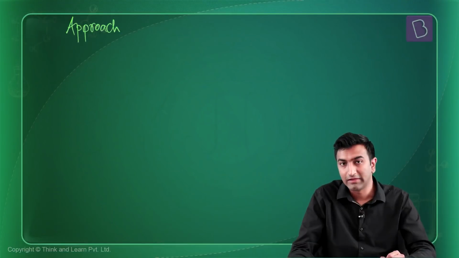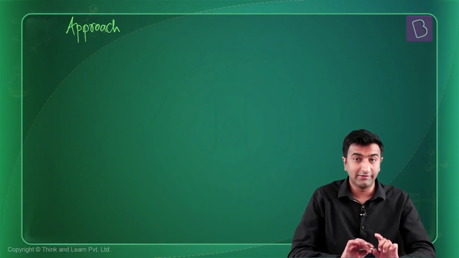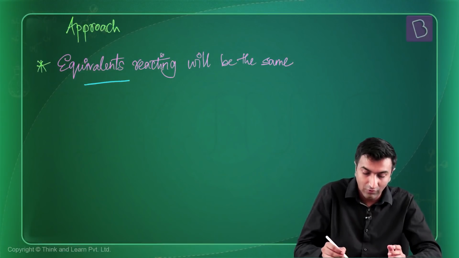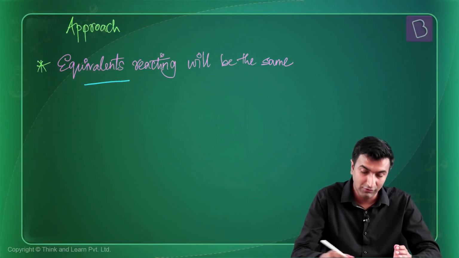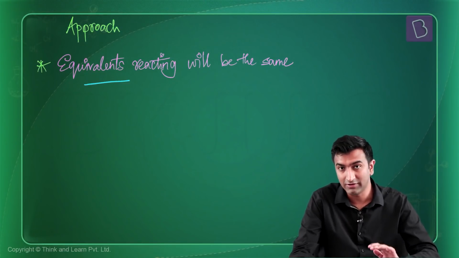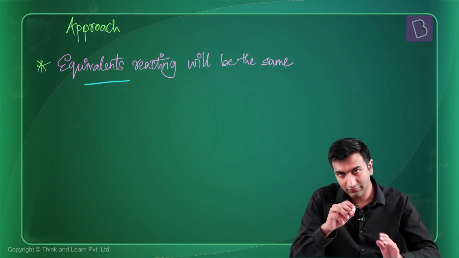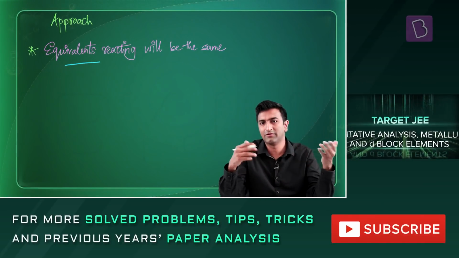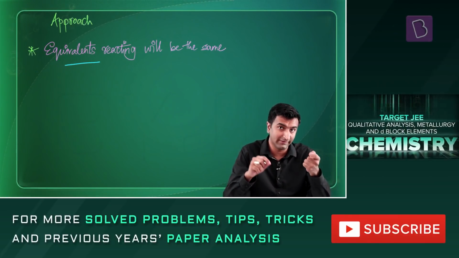What's the approach going to be? Well, the simple one-step idea is that the number of equivalents reacting will be the same. That's the most important idea over here. Irrespective of what reaction happens, the number of equivalents are going to be the same. So we'll find the equivalents in one step, and once we get that, in all steps the number of equivalents will be the same, and we'll use that to get the mass of MnCl2.